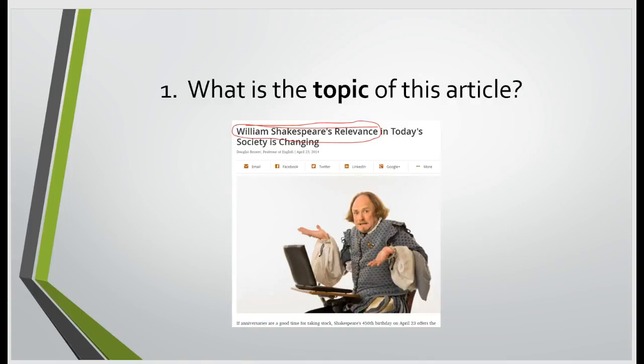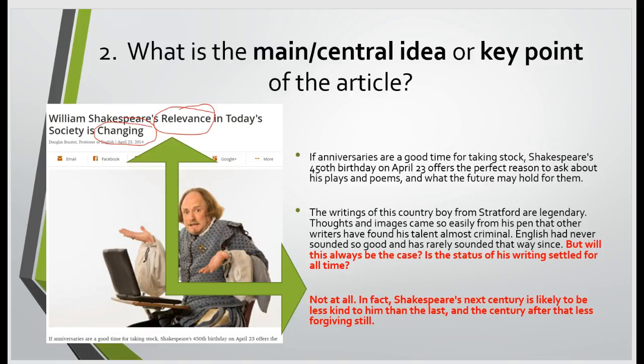All right, the first question you had is, what's the topic of this article? So if you just look at the title, you don't need to go any further. You know that this article is going to be about William Shakespeare, and if you want to go further, you could say William Shakespeare's relevance in today's society. Okay, and stop there, because that's the topic of the article. Now, if I want to go to number 2 and say, okay, what's the main idea or key point of the article?